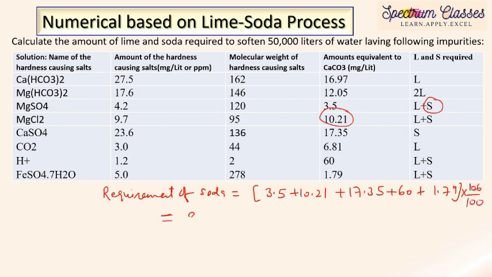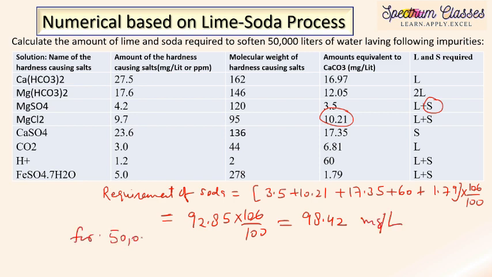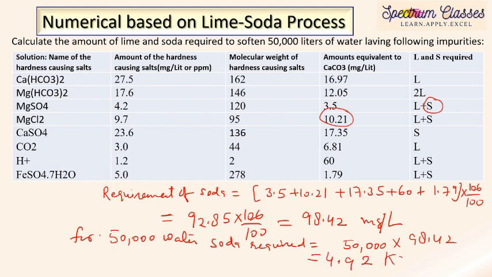So what we will get is 92.85 into 106 upon 100. This will be equal to 98.42 milligrams per liter. For 50,000 liters of water, soda required is equal to 50,000 multiplied by 98.42, and that will be equal to 4.92 kilograms. Okay, so in this way one can calculate the requirement of soda and lime.